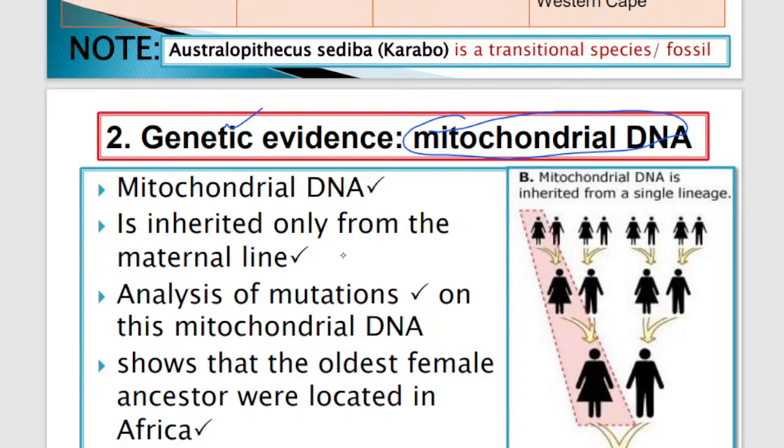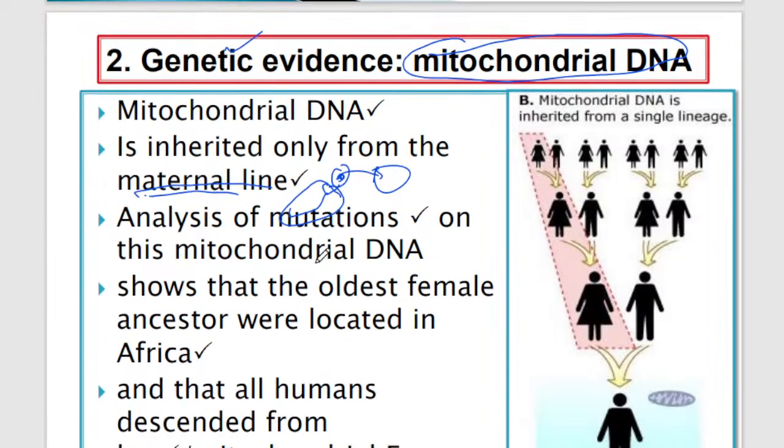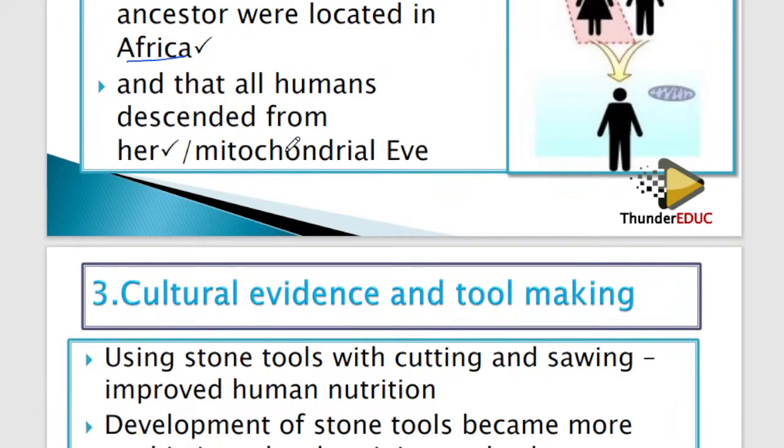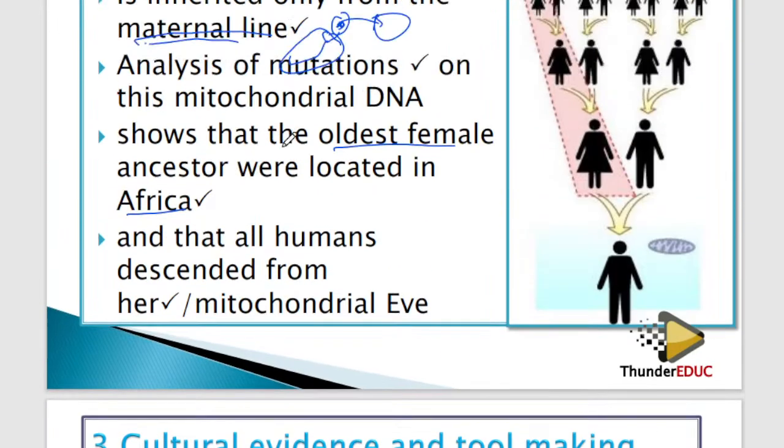You know that when you have the sperm and the ovum, it's only the nucleus of the sperm which will fuse with the nucleus of the ovum. And then it means that the mitochondria of this sperm will not enter the ovum. That's why you're saying that it's only in the maternal line, meaning the mother's side. Mutations are very rare to find in this mitochondrial DNA, but if they show up, you try to trace them, you'll find out that the oldest female was discovered in Africa, which shows that modern humans originated from Africa and migrated to the rest of the world.